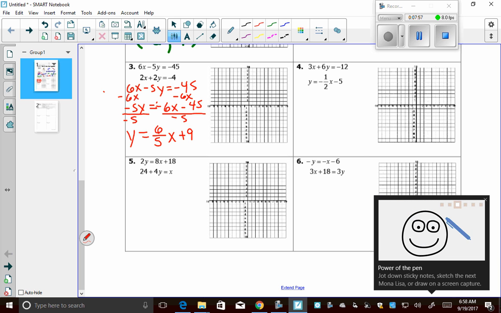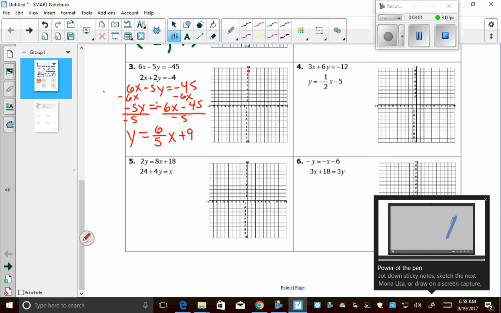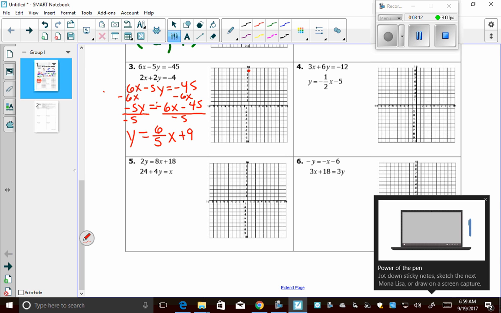So I'm going to go all the way up to 9, which is about right here, and put a point. Then I'm going to go up 6, but if I look, I can't go up 6 because I don't have enough room. So instead, I'm going to go down 6, and then left 5. And I want to do it one more time. 3, 4, 5, 6, 5. And then draw my graph.